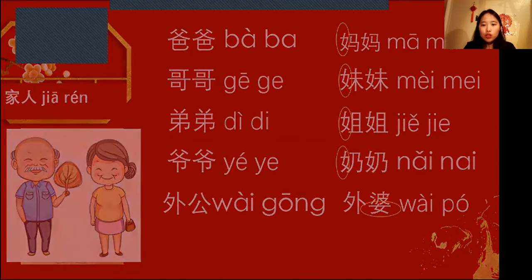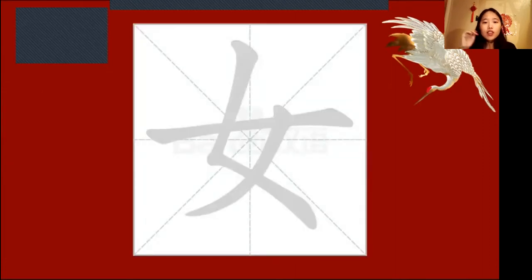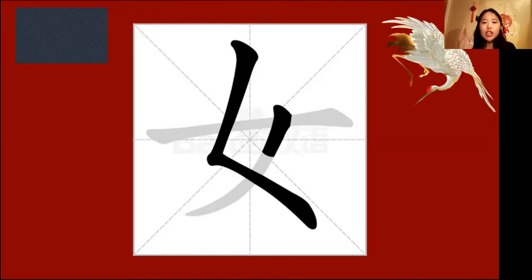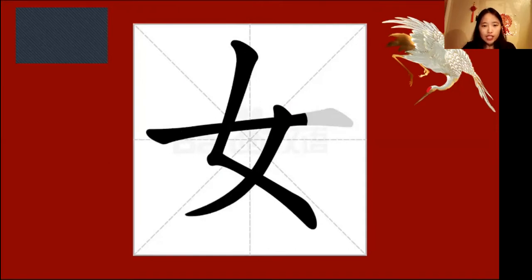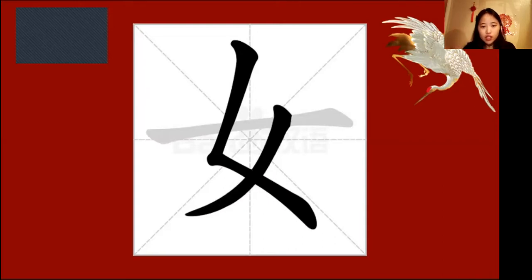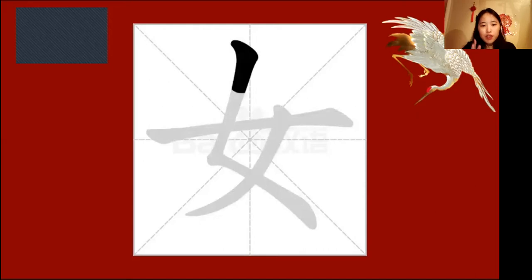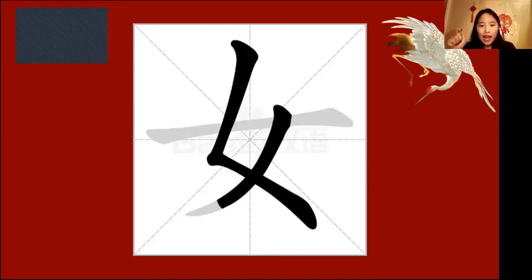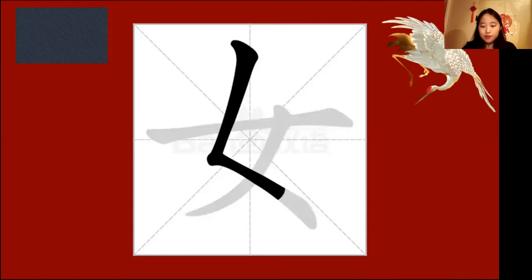Actually, I want to show you the Chinese character 女, how to write it. Okay, 女. There are three strokes in the Chinese character 女. The first stroke, the second stroke, and the third stroke. The third and last stroke is the horizontal. And 女 can be a single Chinese character that means female. And also, if we add another character there, that means daughter.